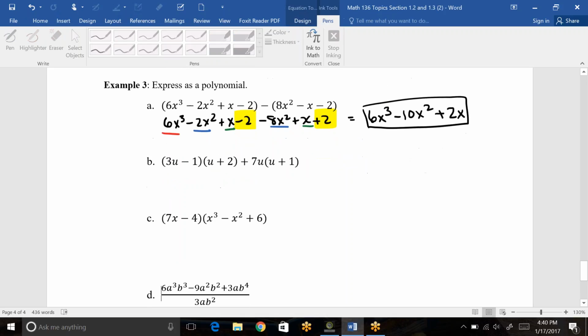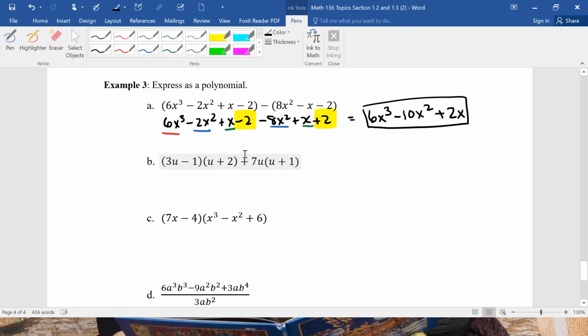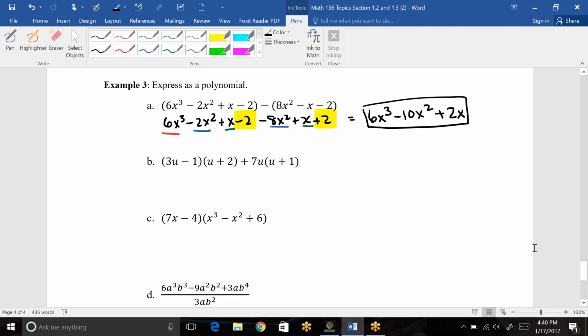For part B, we need to do the distributive property, and we also eventually will have to do some addition. So this is actually a combination of adding and multiplying. Because of order of operations, you have to do the multiplication first. So FOIL means that when you have two binomials multiplied together, you do first times first. So 3u, this is just distributive property essentially, times u. And then we do 3u times 2. That's going to be a separate term.